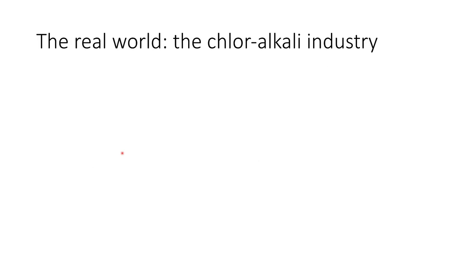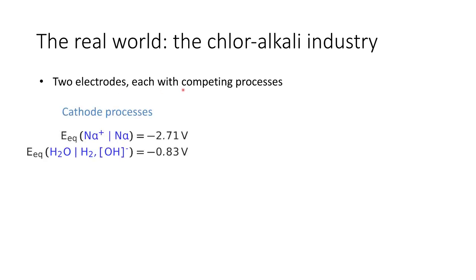An example of this is the chlor-alkali industry, where we electrolyze sodium chloride solution, or salt water. I'm not going to go into too much detail about it because it's a standard A-level case study, but fundamentally we have 2 electrodes, our cathode and our anode, each of which has a competing process. The cathode processes center around the reduction of sodium to sodium metal, or the reduction of water to hydrogen and hydroxide. When we look at this, we see that we have a huge thermodynamic barrier to overcome to reduce sodium, while our barrier is not quite so great for the reduction of water.